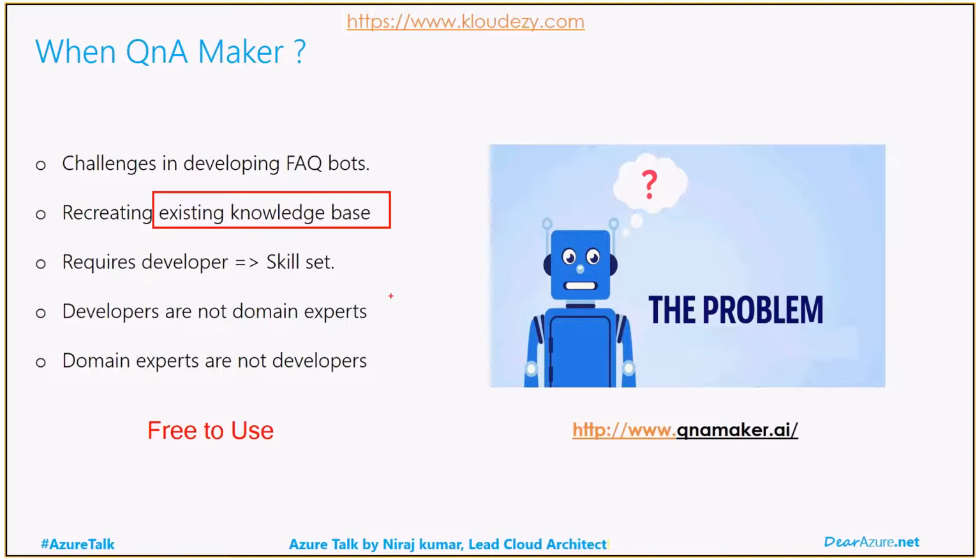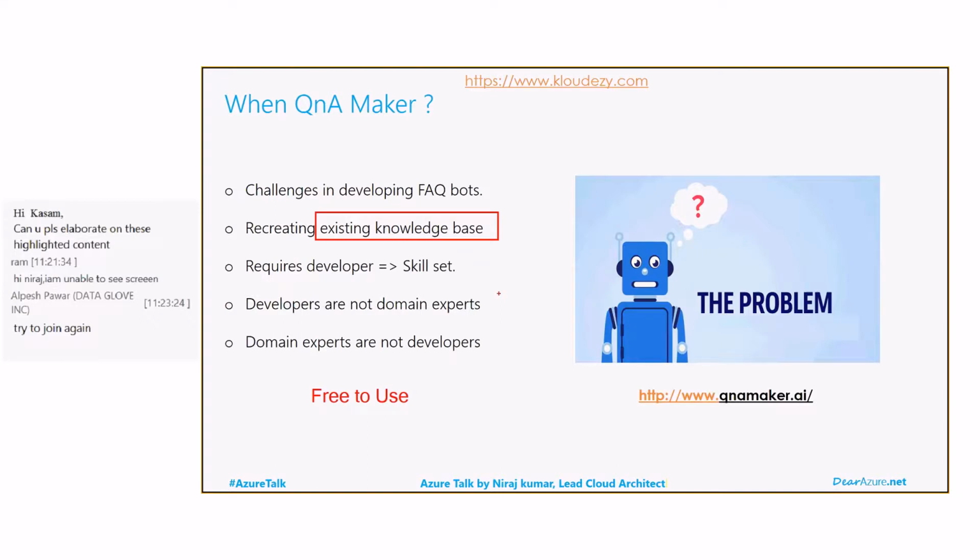In many organizations there are developers, but we need developers with that particular skill set. Many times the developers are not the domain experts. There is some client with a domain, and it's not necessary that the developer is an expert in that domain, so that he can easily consume the requirement and develop things. Similarly, many times domain experts are not developers. I am an expert in my domain and I know each and every answer the user can ask, but I don't know how to make it into a bot.